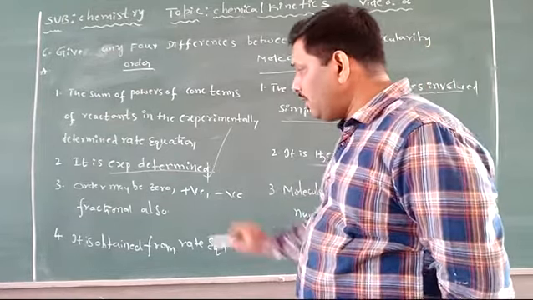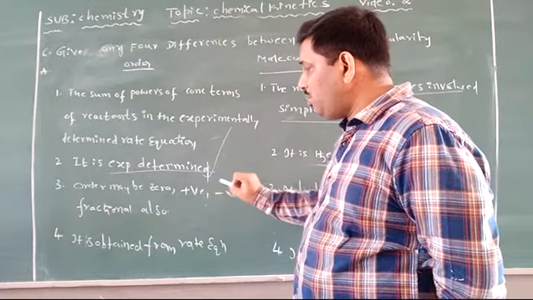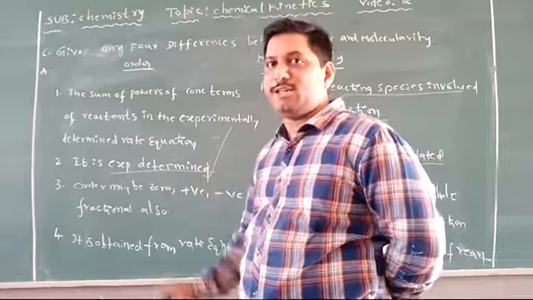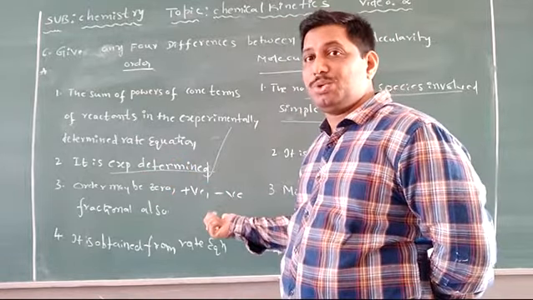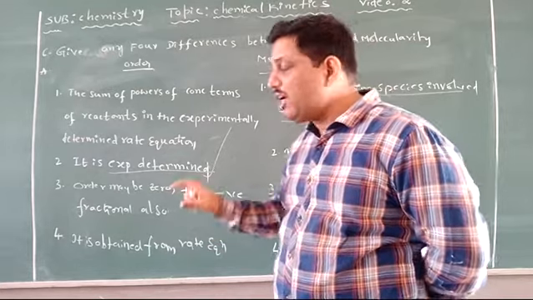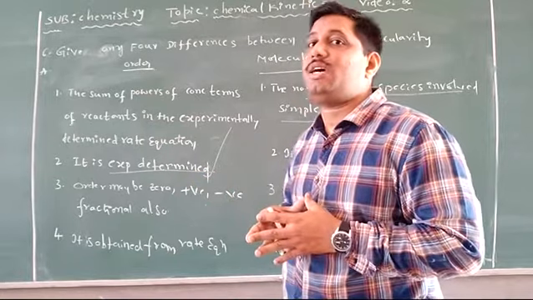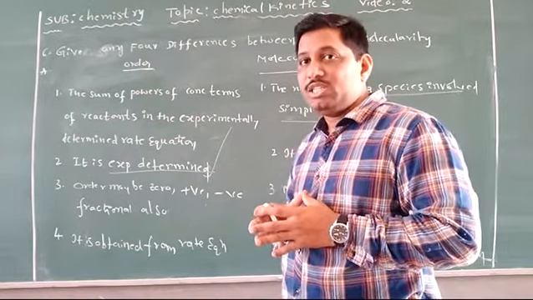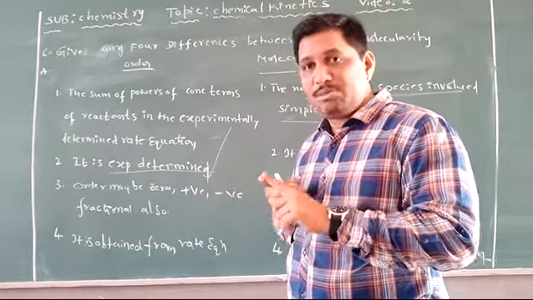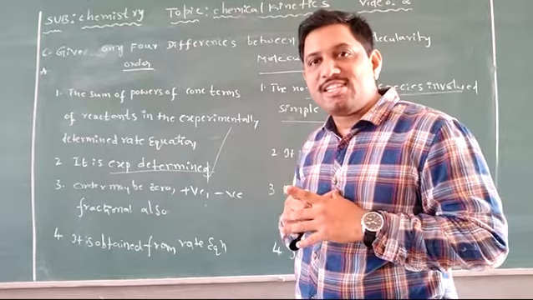Next one. The order of the reaction may be 0, may be positive, may be negative, and fractional also. 0 order is possible, first order is possible, negative order is possible, 1 by 2 order is also possible. Why? Because it is the sum of powers of concentration terms in the experimentally determined rate equation. That's why the sum of powers may be 0, positive, negative, or fractional also.